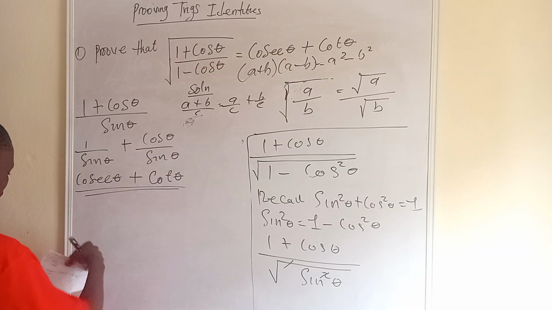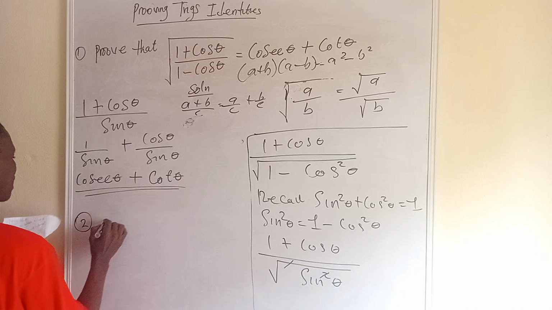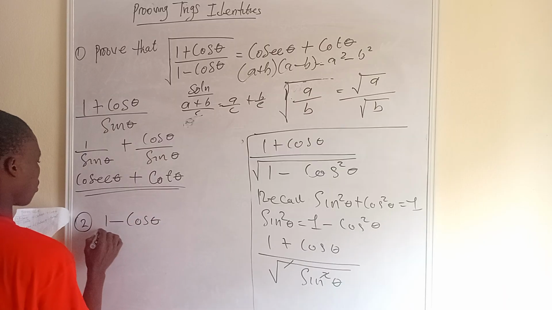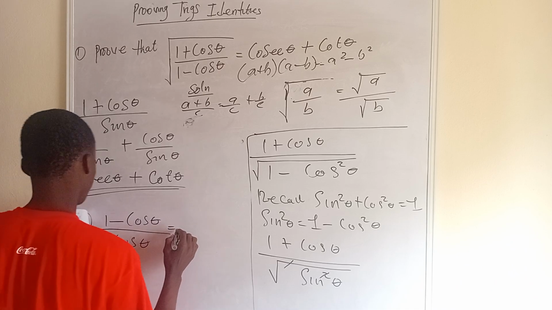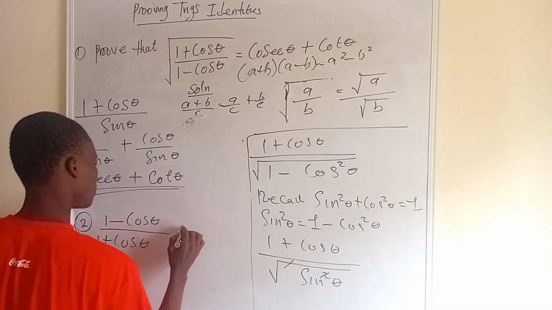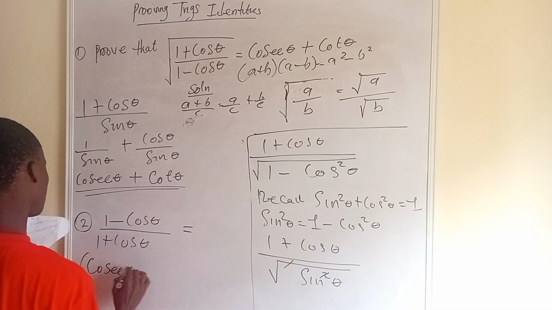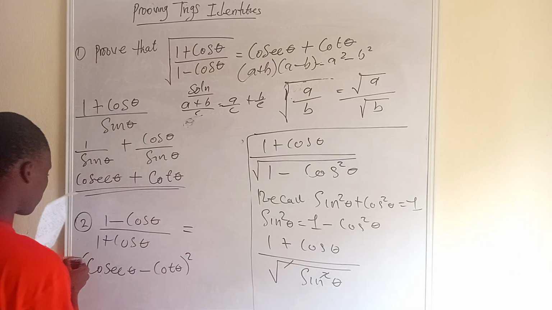We have the second question. We are asked to prove that, number two, prove that 1 minus cos theta all over 1 plus cos theta equals cosec theta minus cot theta all squared.